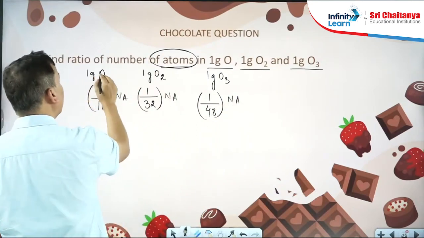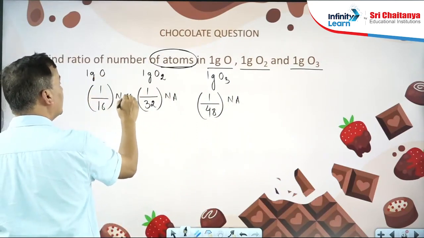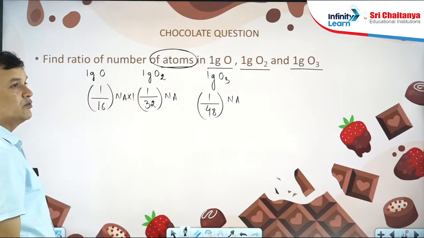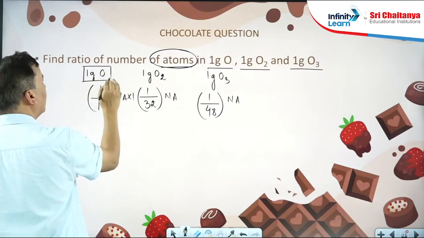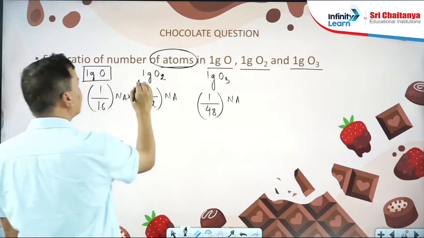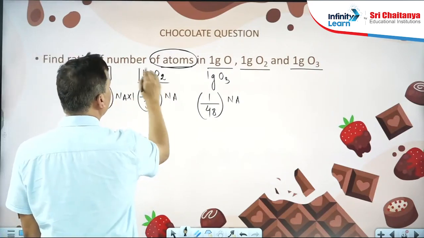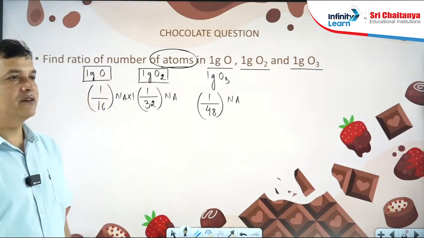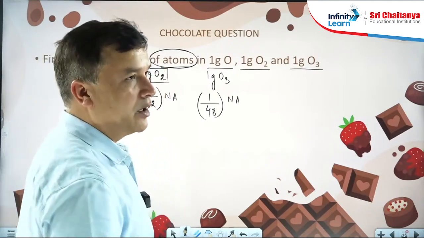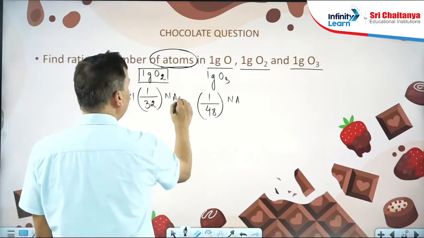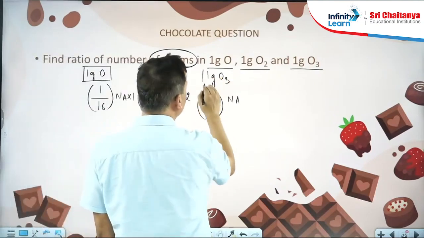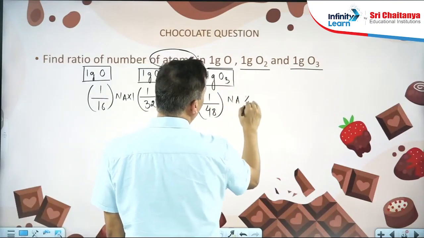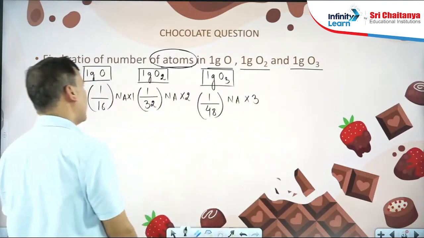But here the number of atoms is equal to 1. Confirm this one. In this case, its atomicity is what? 1. In the second case, what is the atomicity? You will write in the chat box. Yes, someone is responding. Very nice. So dear friend, here its atomicity is what? 2. Here the atomicity is what? 3. We have to multiply with which one?